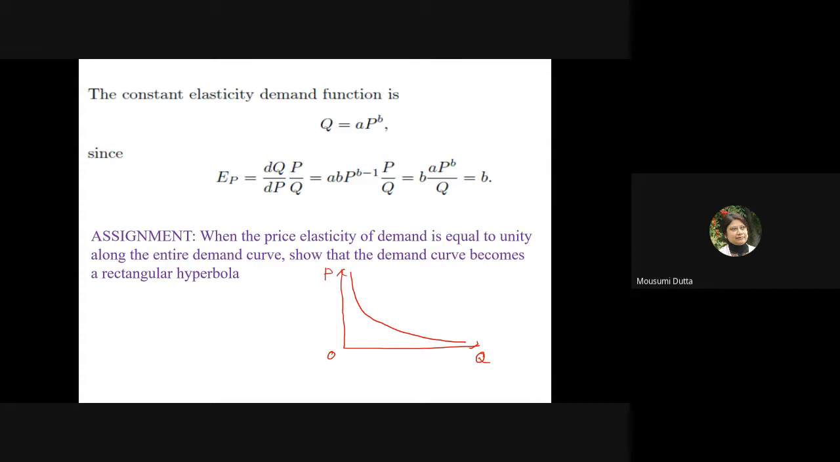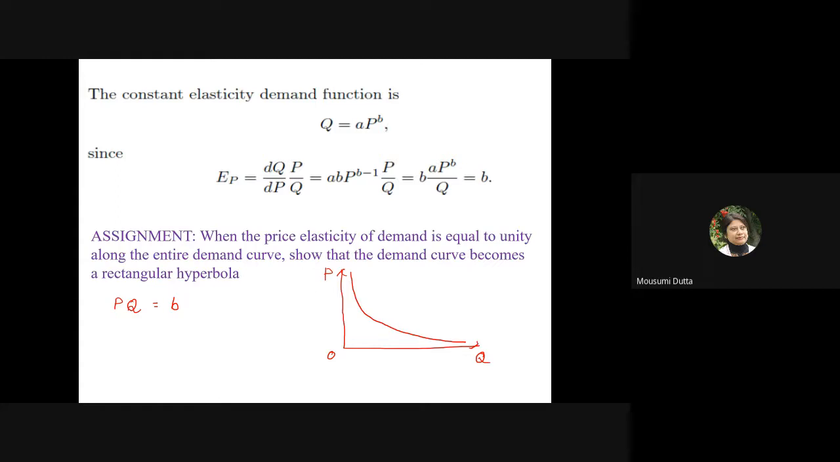Now, anyone, if the demand curve or any line is a rectangular hyperbola, can you tell me what will be the shape of the equation? What will be the functional form of the equation? Ma'am, PQ will be a constant. PQ will be a constant. Okay. PQ is equal to B. So if we get this kind of thing, very good, we will have the equation of the rectangular hyperbola.